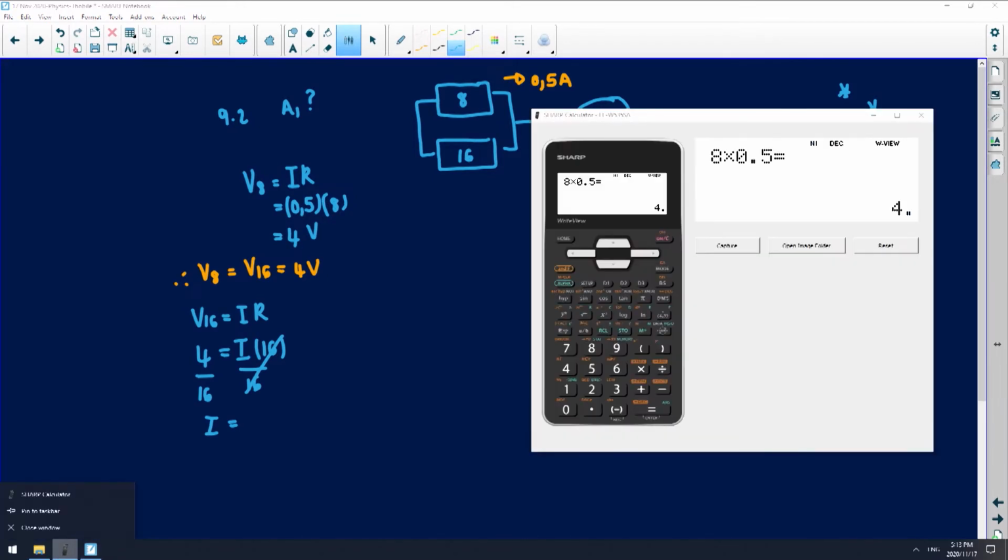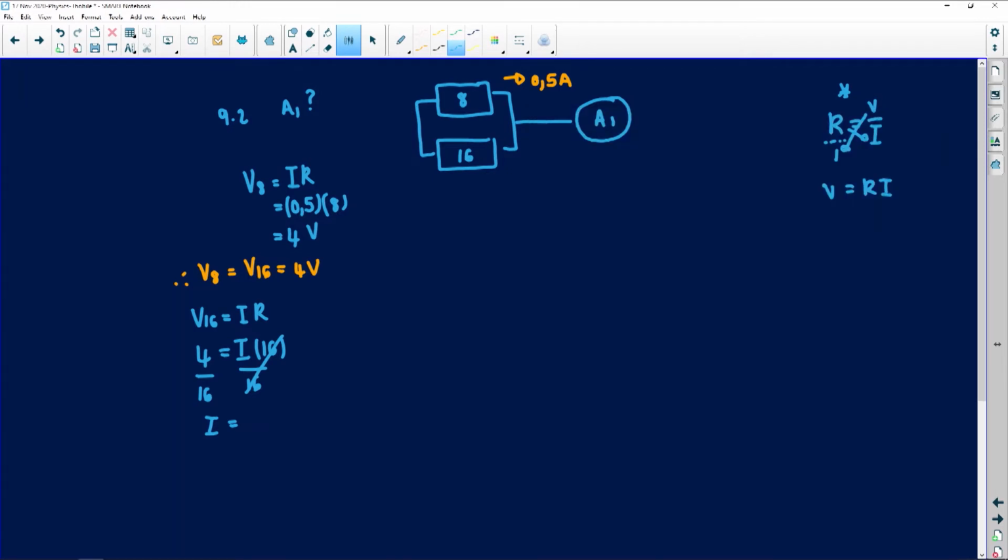Let's see what we get over here. I'm going to have 4 over 16. Therefore, I get a reading of 0.25. So the current is 0.25. Remember, the SI unit for current is amperes, which means the current that will pass through the 16 ohm resistor is 0.25.